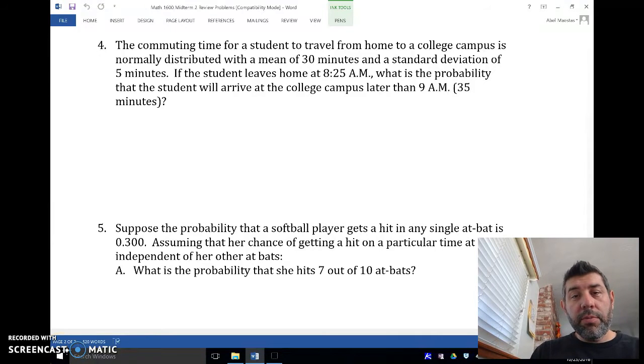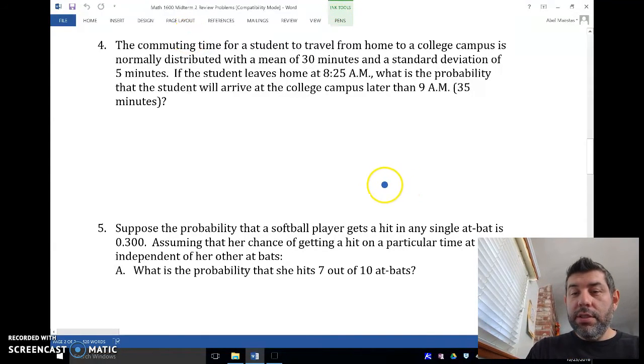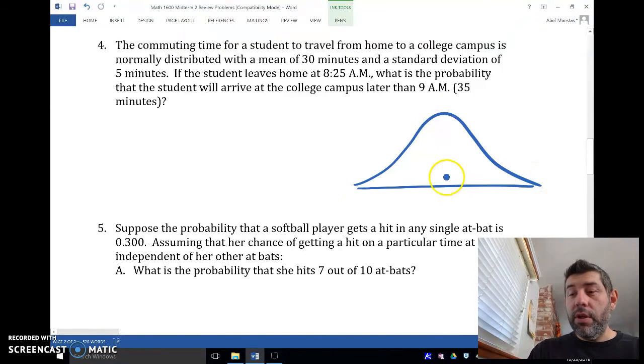Okay, so here's the problem for number 4. I'm going to run through the solutions for these, and you're gonna have to read the problems yourself. I fully believe that you guys can read. So let me go ahead and work this out here for you. So this is a normal distribution problem. So I'm going to just go ahead and draw my normal model, let you see what's going on here.